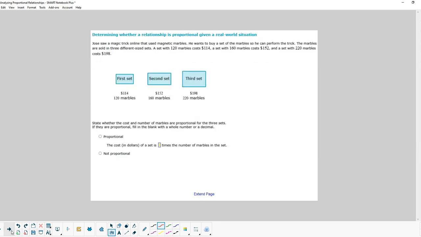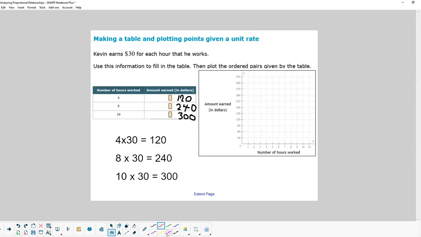So if we plot it on the graph, oops, jumping the gun there. If we plot it on the graph, we start out at 0, 0. No work, no money. 4 hours up to $120. 8 hours up to $240. And then 10 hours up to $300. So we've got a line that starts at the origin and has a constant rate of change or constant slope. So there's an example of a proportional relationship.